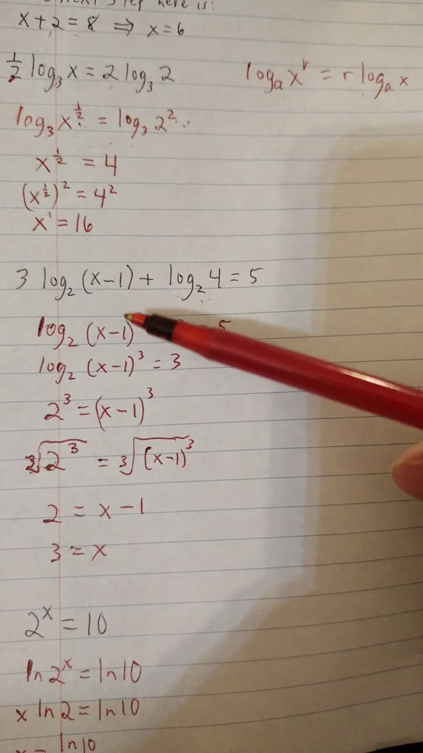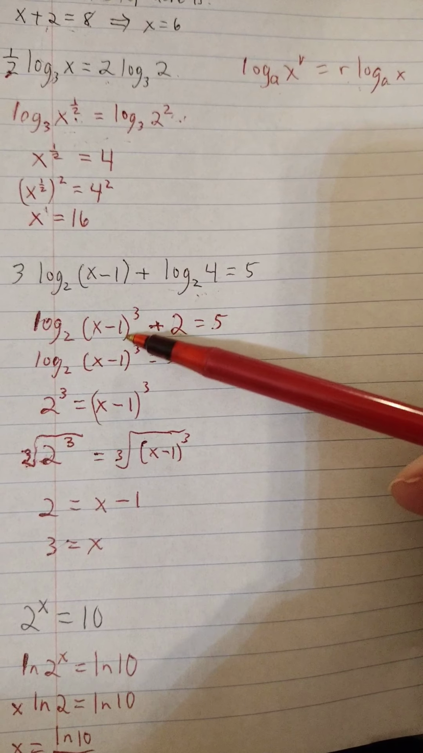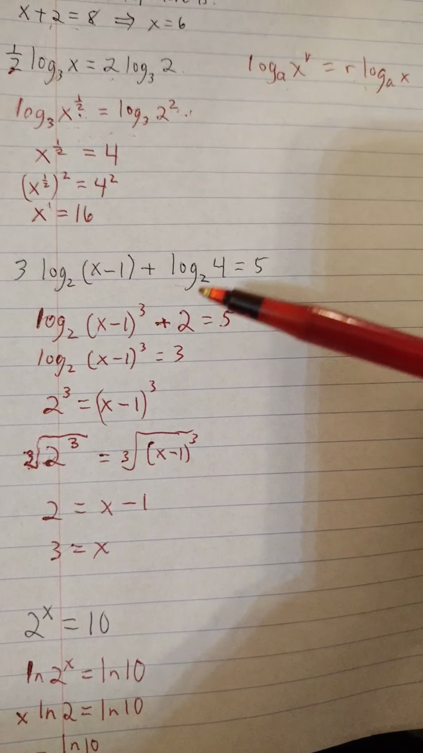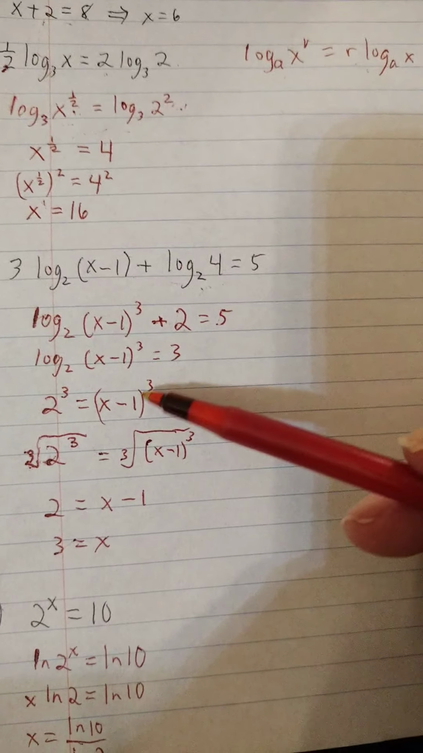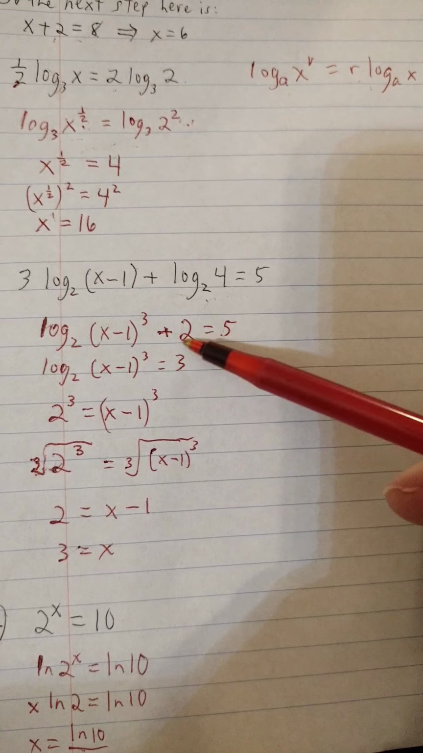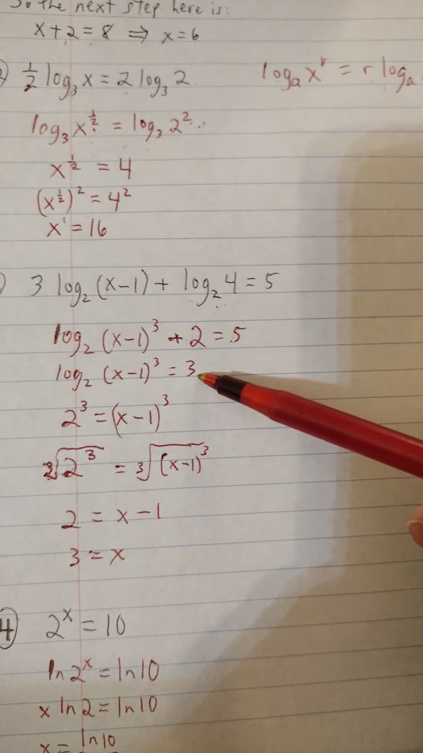So again, my first step was I made that 3 as an exponent on the argument, and then I made that 2 equals 5. So these are equivalent equations. Let's continue. I want to solve for x. Let's isolate the x term. Let's subtract 2 from both sides. So now we're here. And we want to solve for x here.